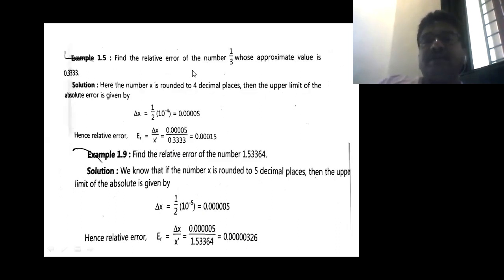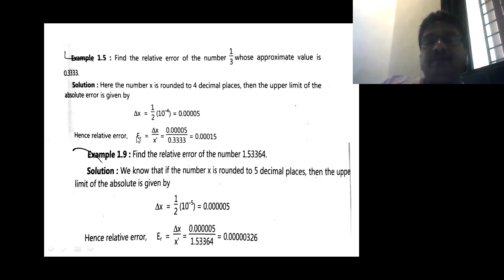Then the next question: find the relative error of the number 1 by 3 whose approximate value is this. That is, 1 by 3 is x, and 0.333 is x dash. So this is the approximate value of the number 1 by 3, and this number is rounded to 4 decimal places, and therefore the upper limit of absolute error is what? Delta x is 1/2 10 raised to minus 4, because this number is rounded to 4 decimal places, and therefore this is the absolute error, 0.5 times 10 raised to minus 4.